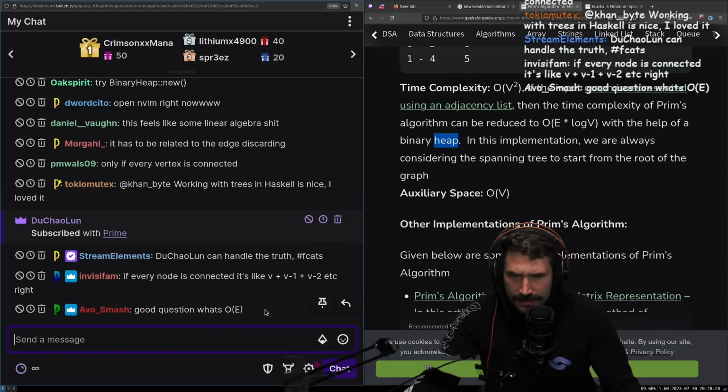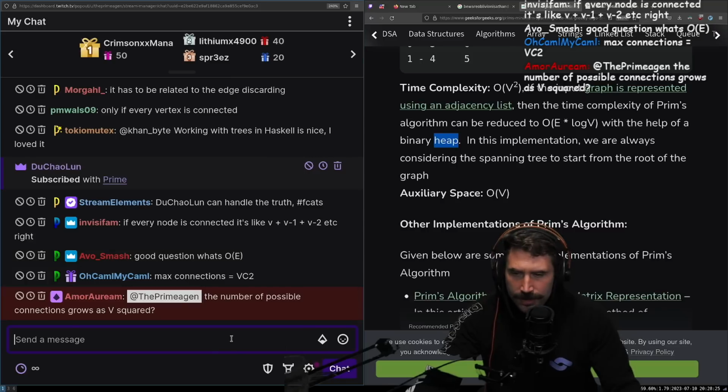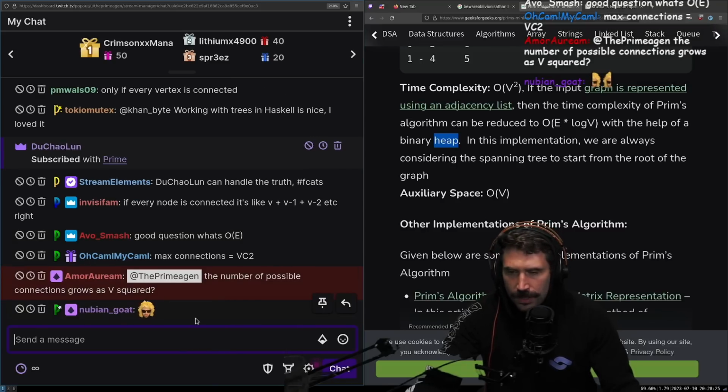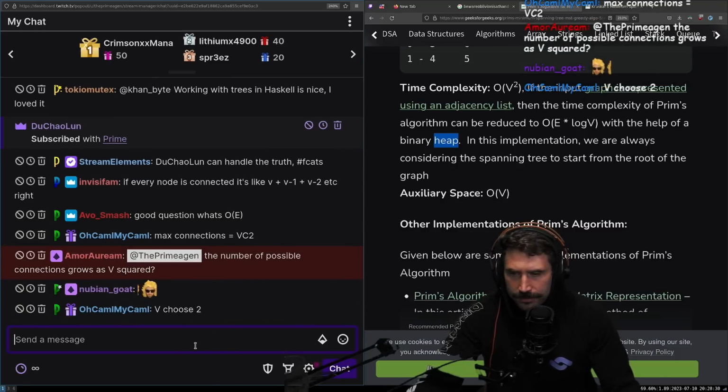For every node connected, V as V, let's see. If every node is connected, okay. Okay, max connections, okay.